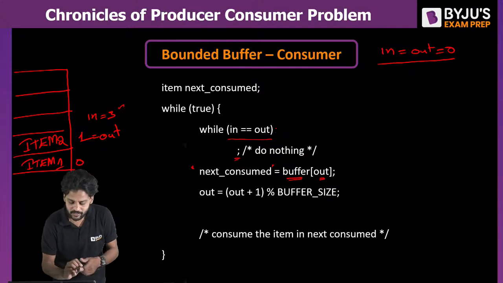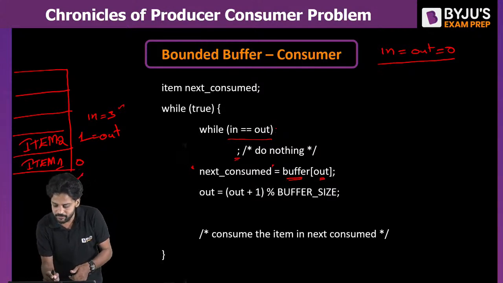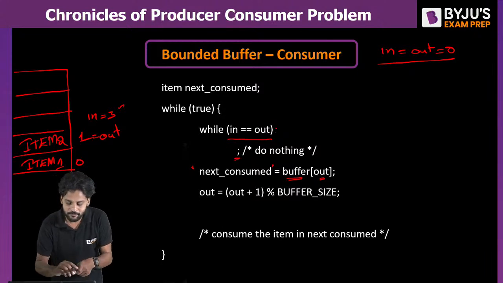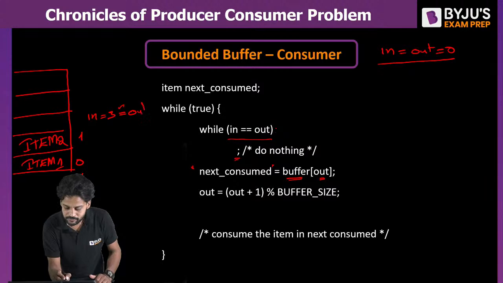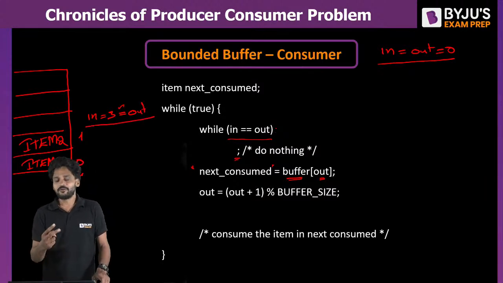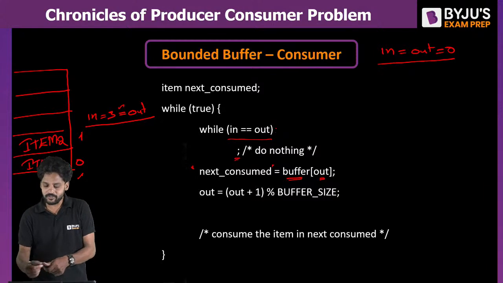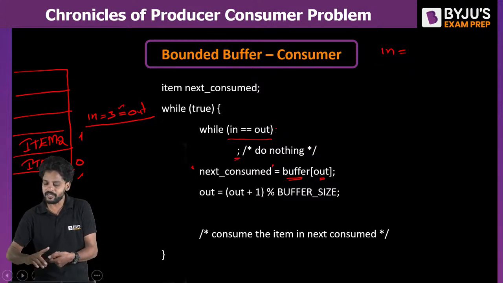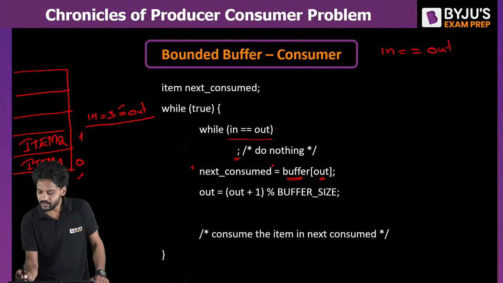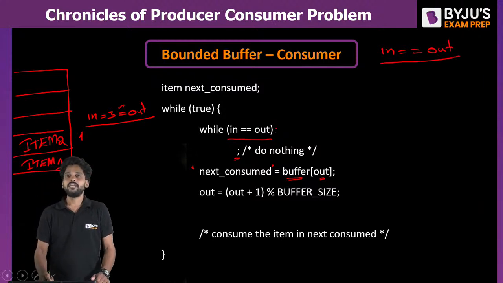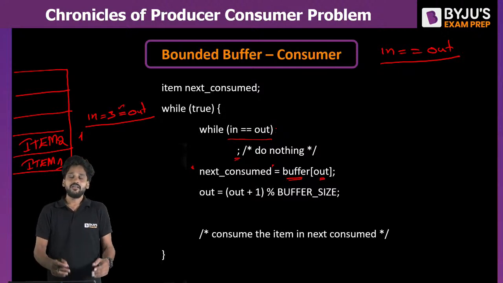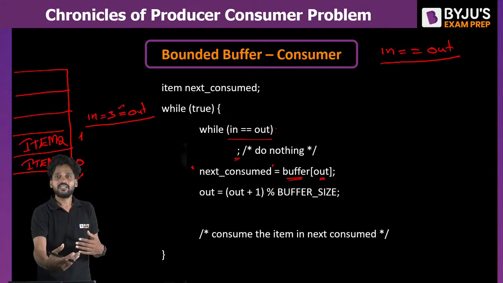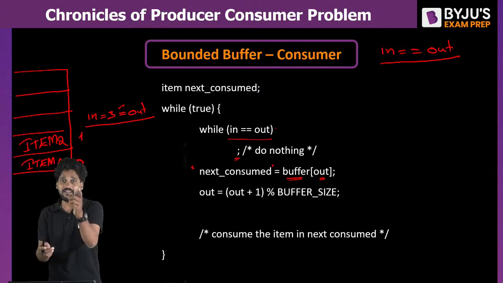When the consumer reads one more element, what will happen? Out will be incremented one more time. At that time, out will become 3. In equals 3, equals out. So there are two things. When in and out are both equal, even before any item has been produced, or the items produced by the producer have already been consumed by the consumer, in will be equal to out, right?